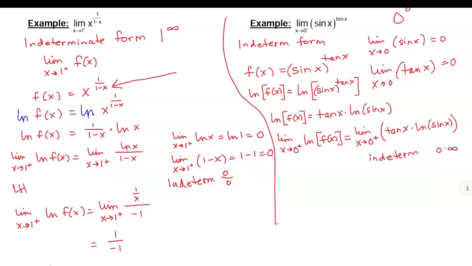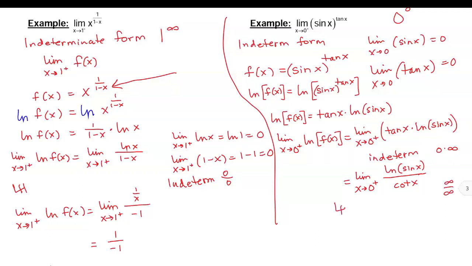But in order to use L'Hopital's, you have to get it into fraction form. So I'm going to rewrite this limit on the right so it's in fraction form. Now I'm going to leave the natural log of sine x alone, and I'm going to flip tangent to the bottom, into the denominator. So the reciprocal of tangent is cotangent. Now I have it in fraction form, and if I substitute 0 in now, I'm going to get infinity over infinity. So this one is infinity over infinity.